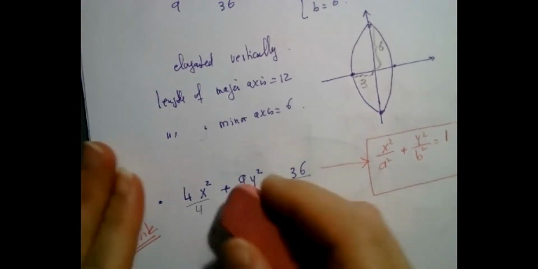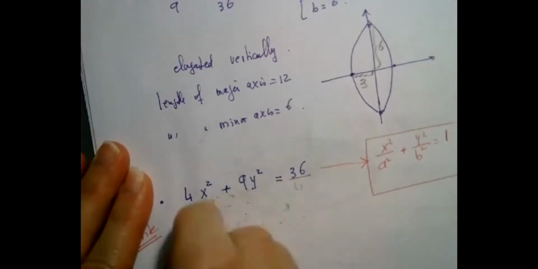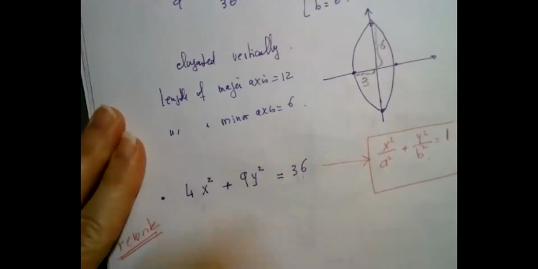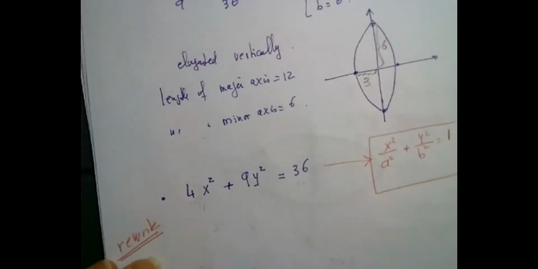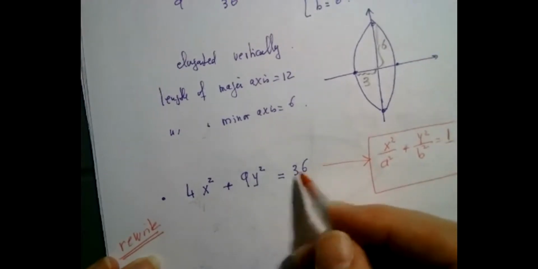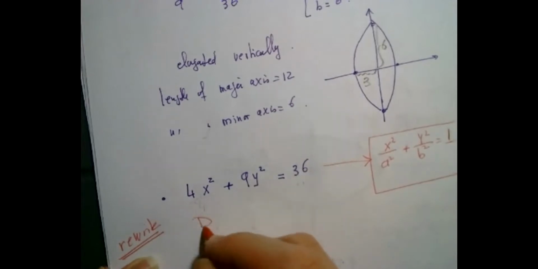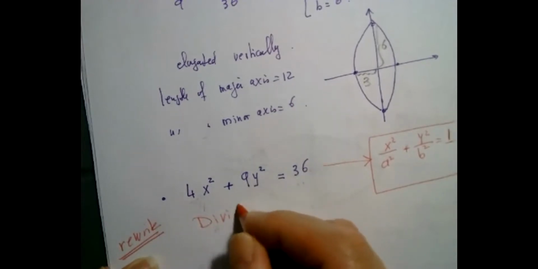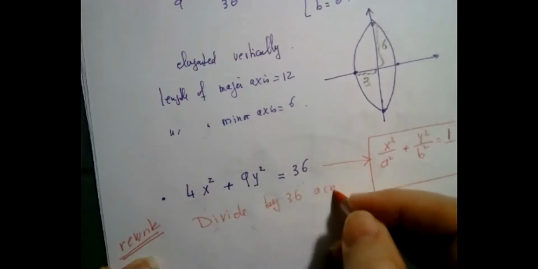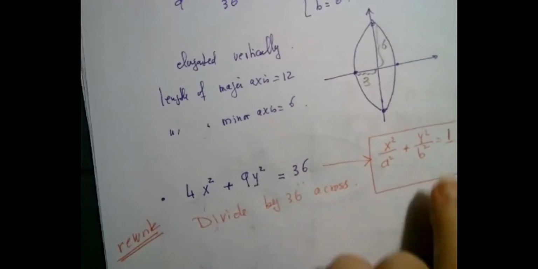Who has any idea? What can I rewrite? How can I play with it so it's going to look exactly like that? Divide by 36, because I want a 1 in here. So I say, okay, to get a 1, I need to divide by 36. So we're going to do exactly what your classmates suggested. Divide by 36 across. Okay, we're going to let it look like that.